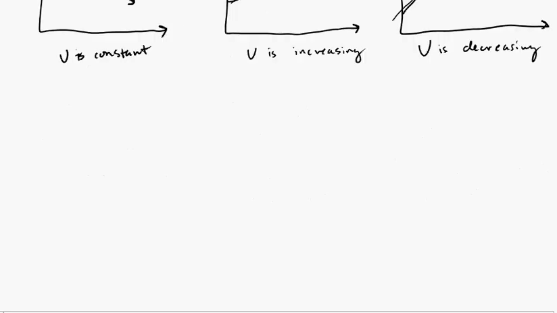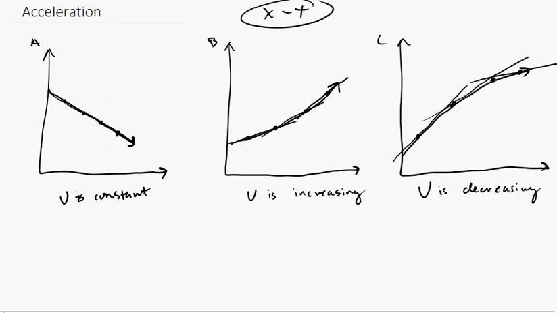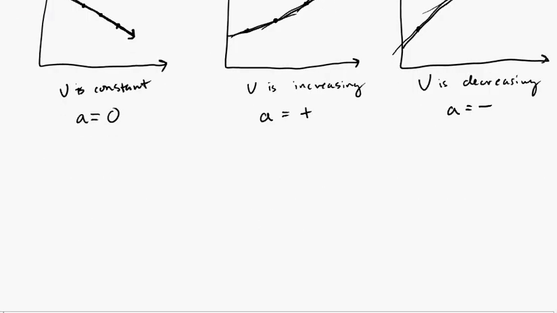So what we're noticing here is acceleration. Here there is no acceleration because it is not going faster or slower. Here, the acceleration is positive because it's going forward, and it's going forward faster and faster. Here, the acceleration is negative because even though the object is moving forward, it is moving forward at a slower and slower rate.